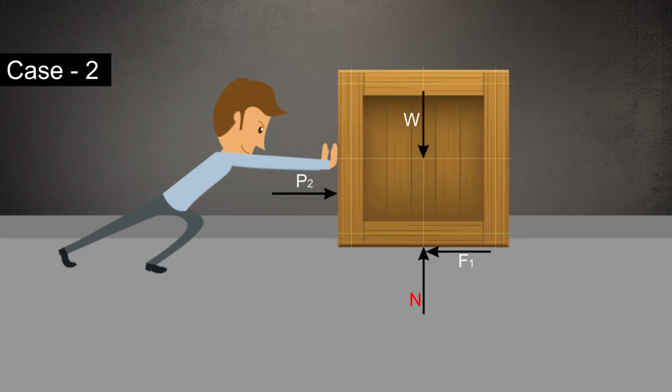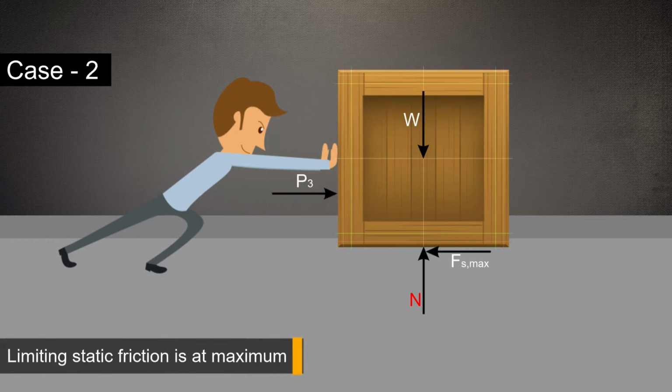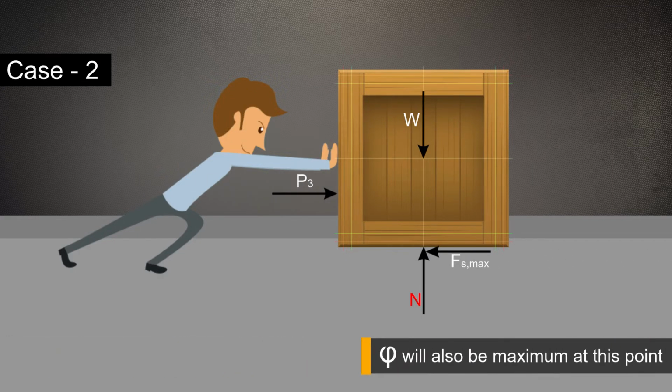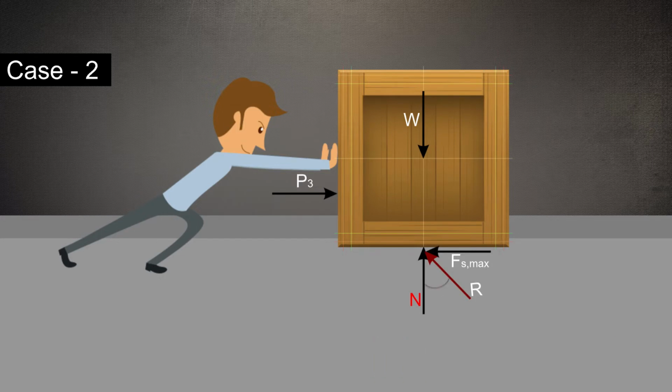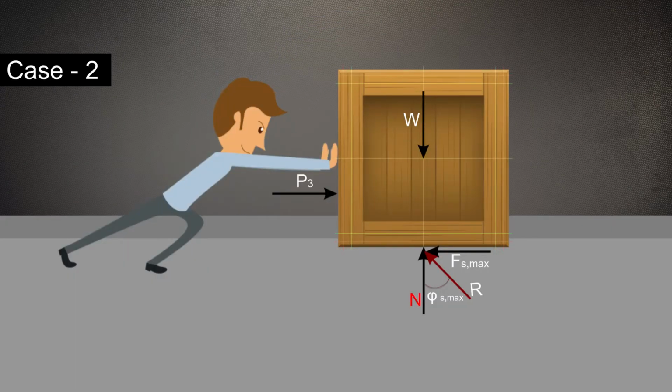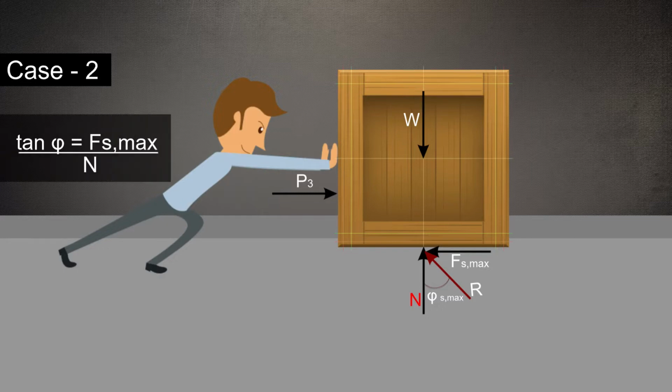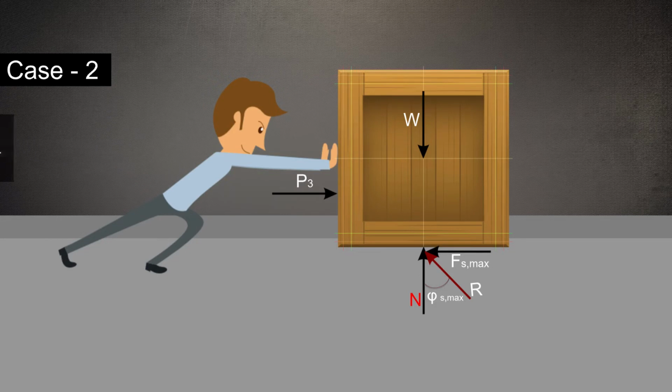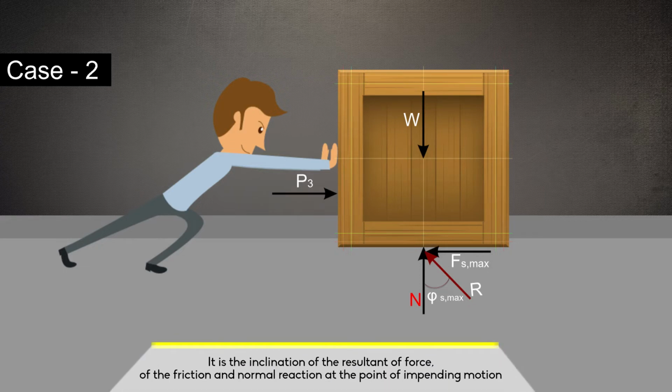When you apply enough force, you will reach the point of impending motion. At this point, we know that the limiting static friction is at maximum. So, the angle phi will also be maximum at this point. This angle is known as the angle of static friction. When you consider the tan of the angle phi, tan phi is equal to Fs max divided by N. So, how can we define the angle of static friction? It is the inclination of the resultant of force at the point of impending motion.